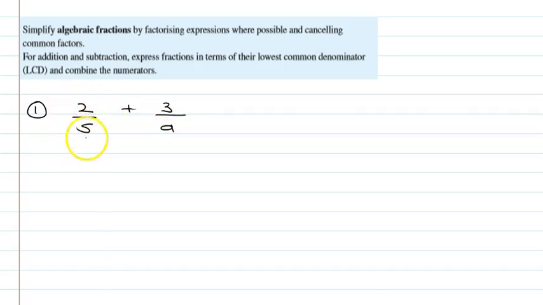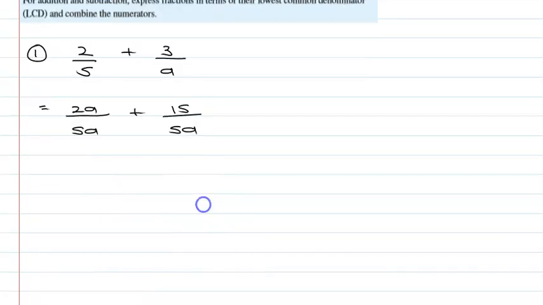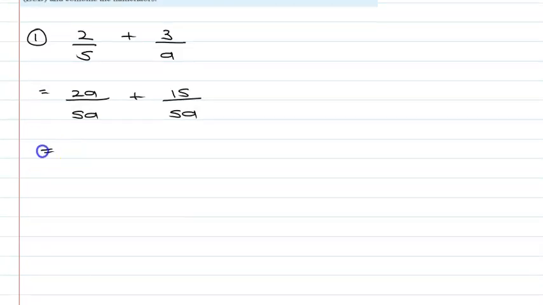So I'm going to multiply this fraction by a and this fraction by 5. So by multiplying, that gives me 2a over 5a. And then multiplying this fraction by 5 gives me 3 times 5, which is 15, over 5a. Now the denominators are the same, so I can now add the numerators to give me 2a plus 15, and I can put the whole thing divided by 5a.